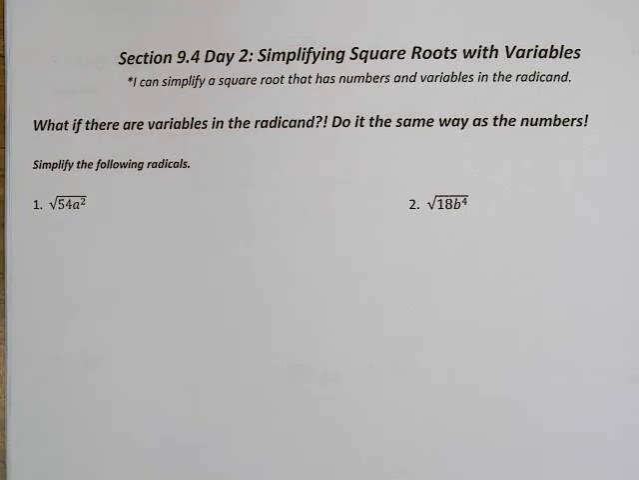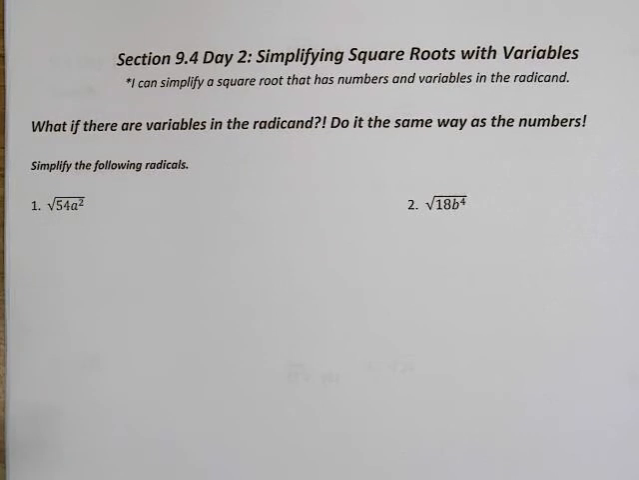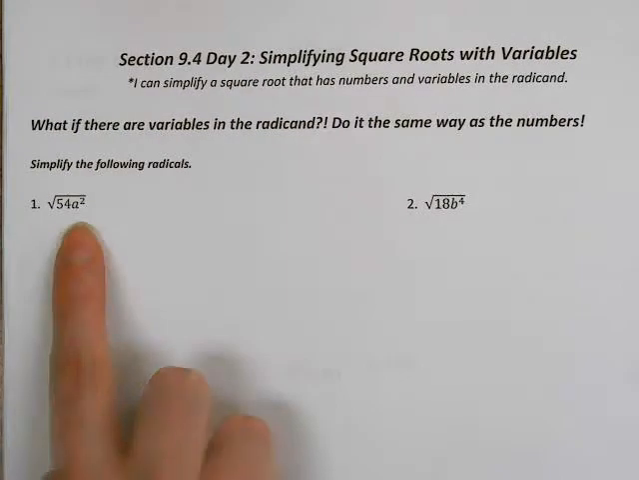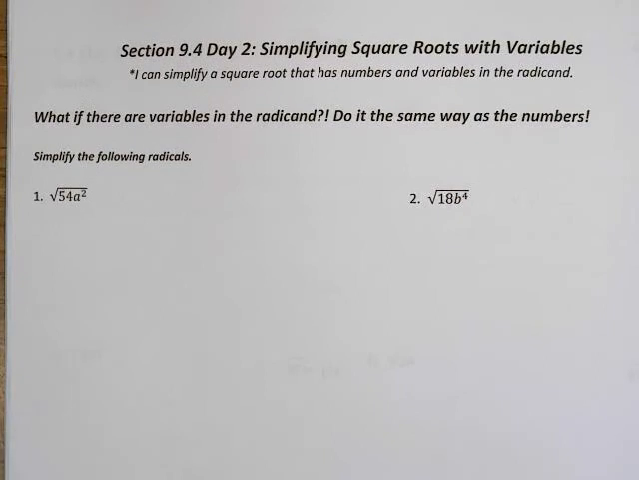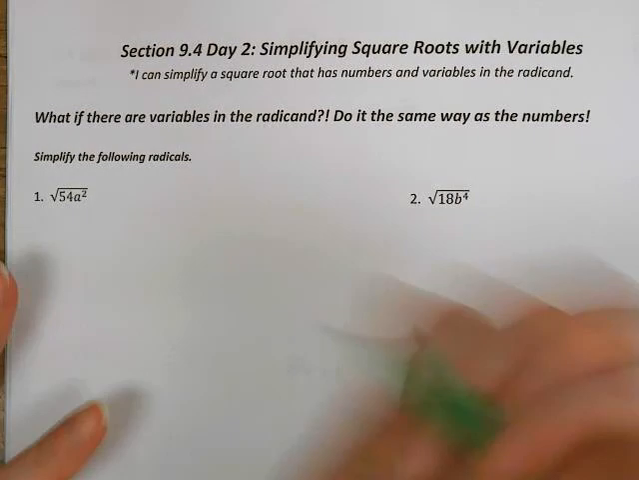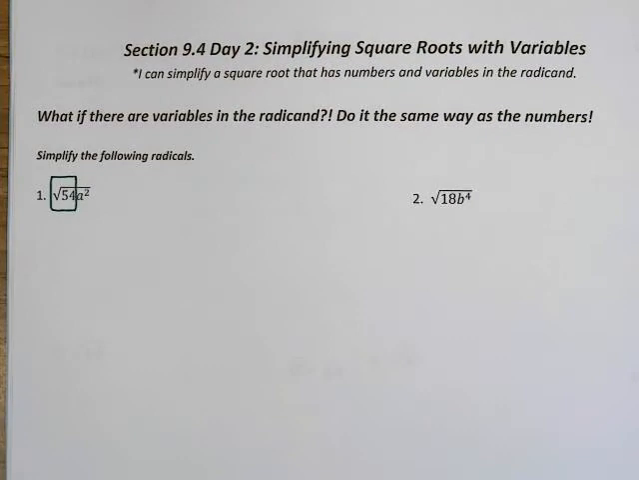All right, guys, so yesterday we learned how to simplify square roots with numbers only. Today, what if there's also some variables in there? All right, so we're actually going to do it the same way. You're going to do it exactly how you did the numbers, and then we'll do the variables separately, but very similar. So for this one, let's just pretend it was just square root of 54. And let's do what we did yesterday.